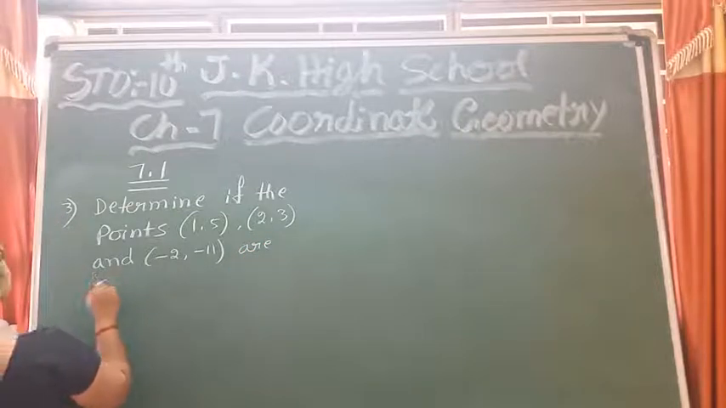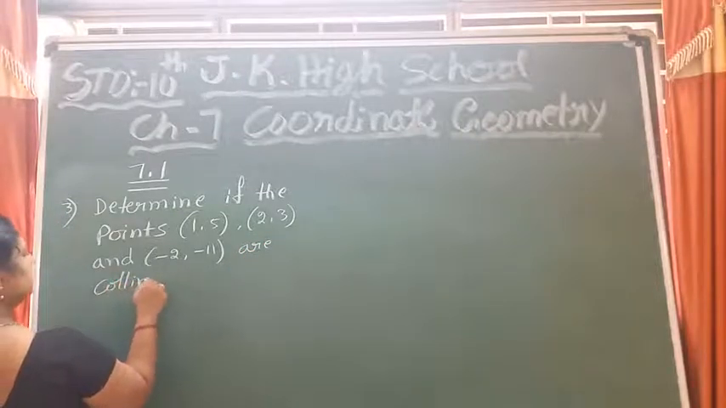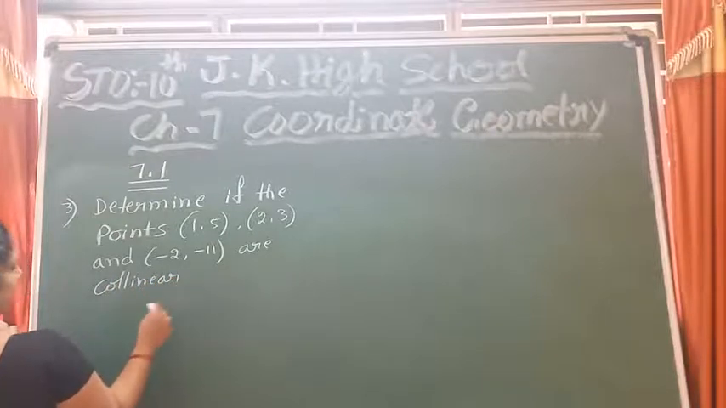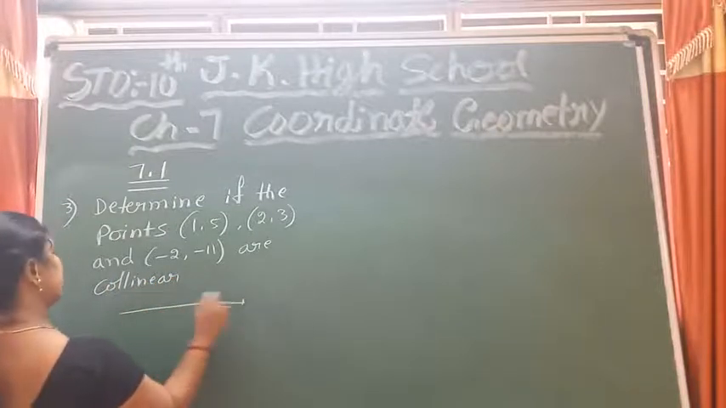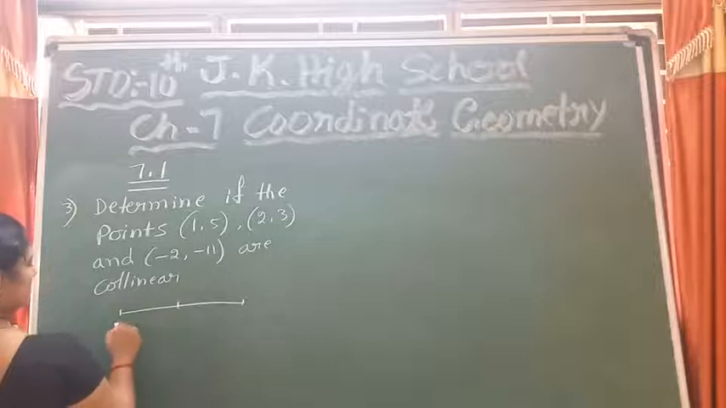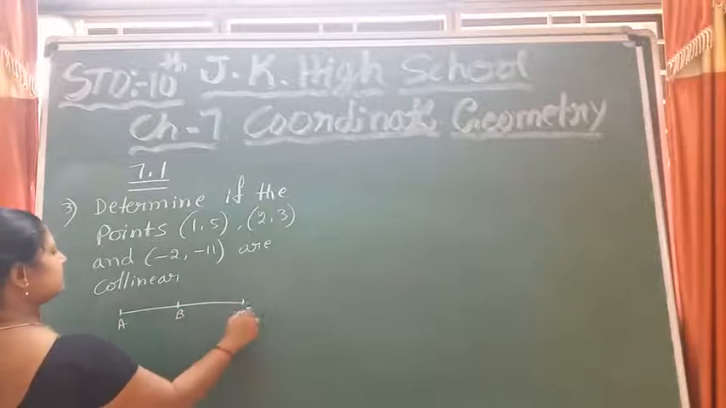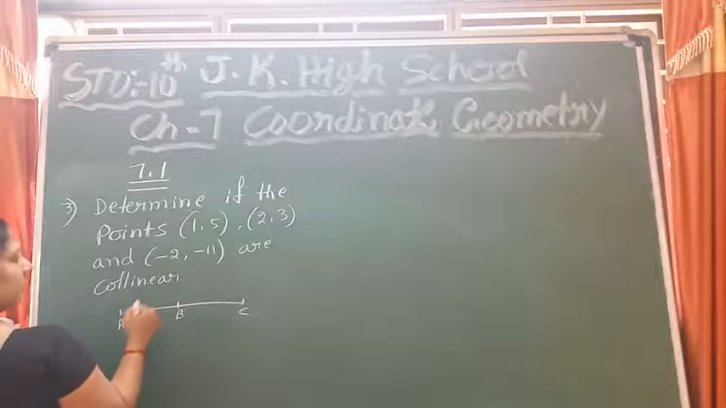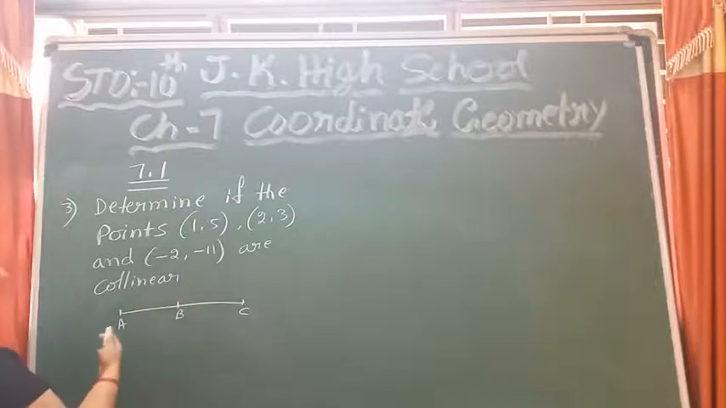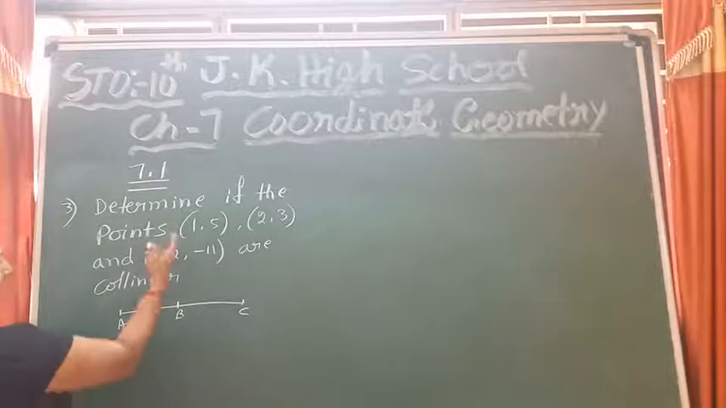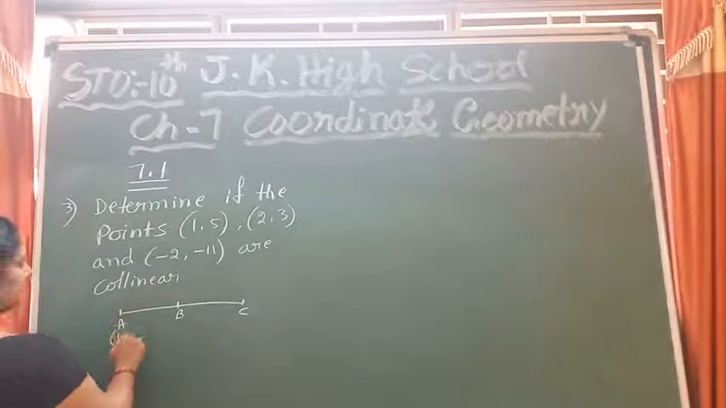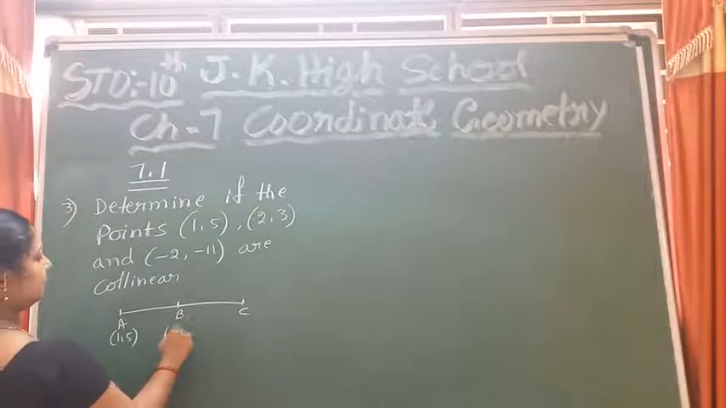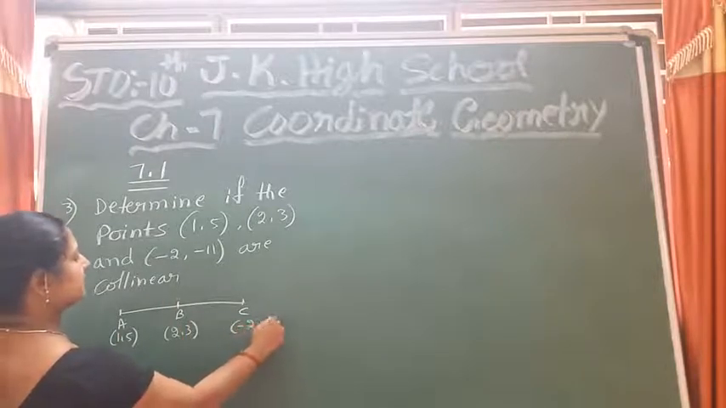What I have to check now is whether these are collinear or not. Collinear means they come in the same line. All these 3 points are collinear means these 3 points are going to come in one line. So I will name the coordinates A as (1, 5), B as (2, 3) and C as (-2, -11).